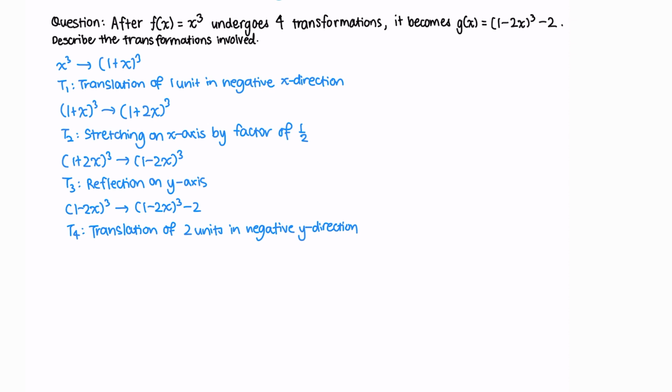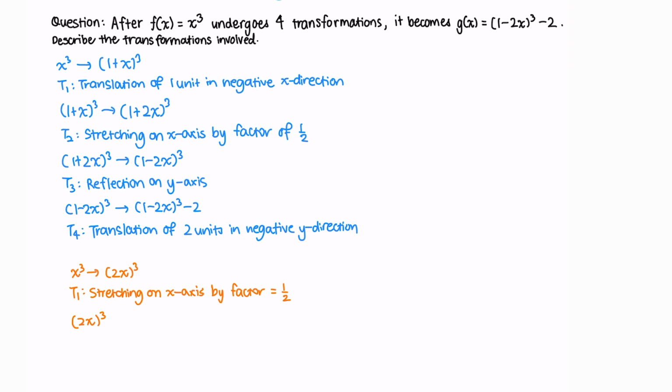Let's actually take a look at what happens if we start off with a stretching on the x-axis by a factor of half. Remember, when we're doing a transformation inside the bracket, and in this case stretching on the x-axis is a transformation inside the bracket, I want to replace only the x. So in this case, I'm replacing the x with a 2x. Now what I want you to see is what happens when we go from (2x) cubed and we want to go to (1 + 2x) cubed. How do we do this? We need to do a translation of something, but is it a translation of 1 unit? No, it's actually a translation of half a unit.